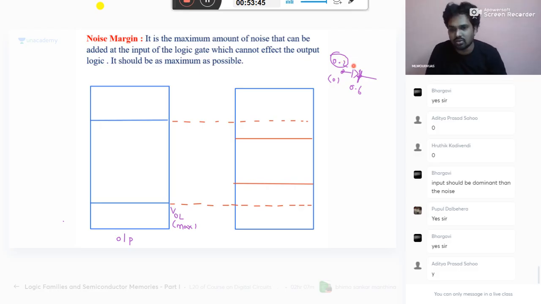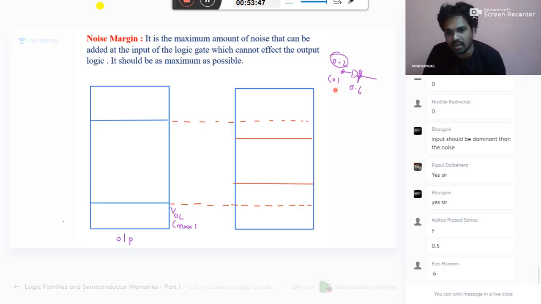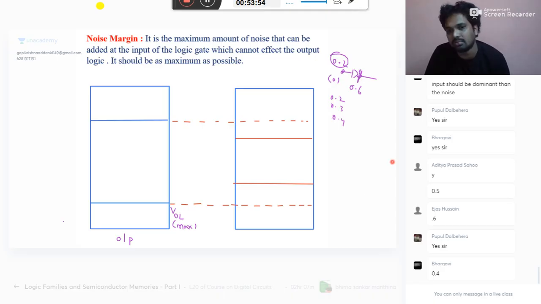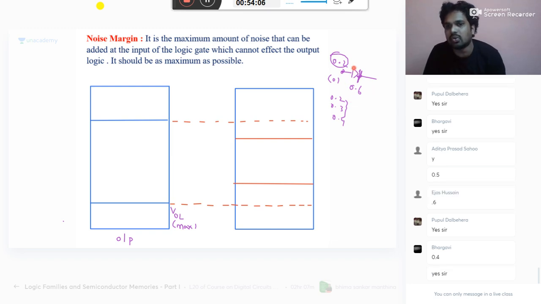Still it will be at 0 only. You can add 0.2 here, no problem. 0.3 here, no problem. At 0.4, the problem starts. So maximum you can add up to 0.4. Yes or no? You can add this at the input maximum. Already it is at 0.2. You require 0.6, then the condition will change. So maximum you can add is 0.4. Same logic here. That is what we call noise margin. That is how you calculate it also.